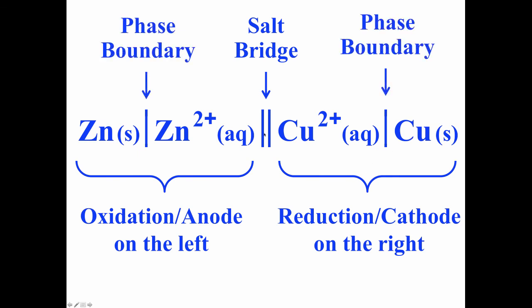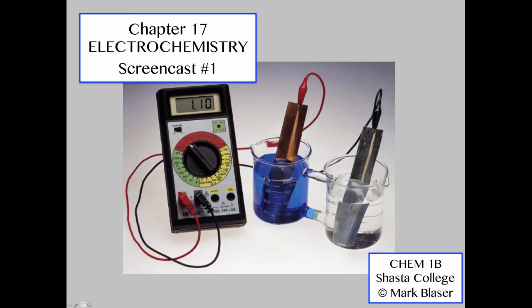The salt bridge is represented by a double line in between the two half cells, and then the phase boundary between the solid and the aqueous ions is indicated by a single line. So we have 2 phase boundaries, one on the oxidation anode side and one on the reduction cathode side. And that's it for screencast number 1.